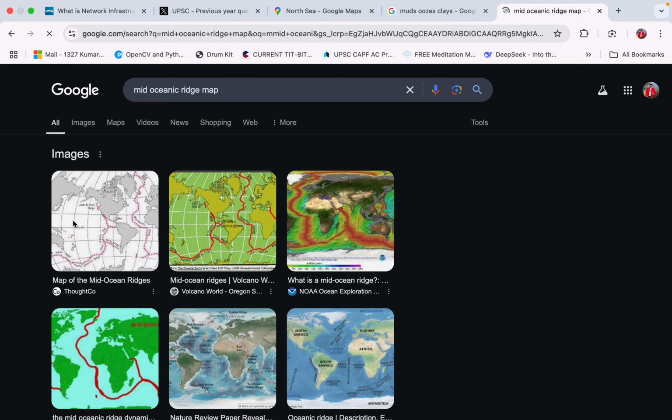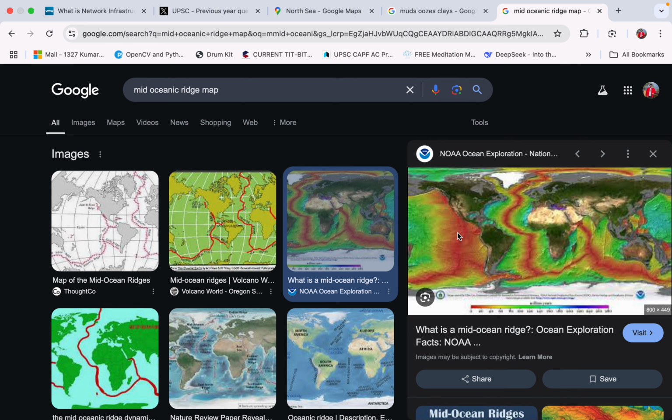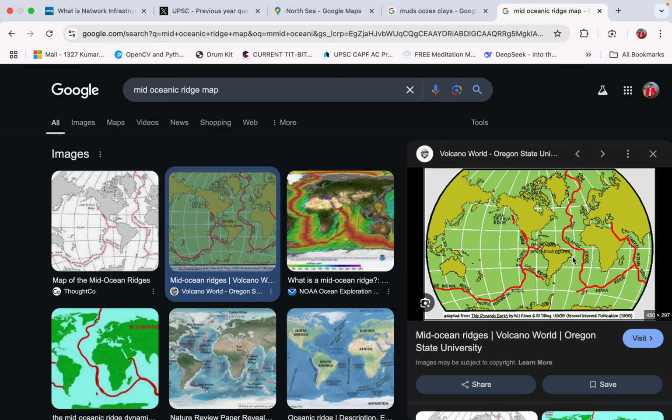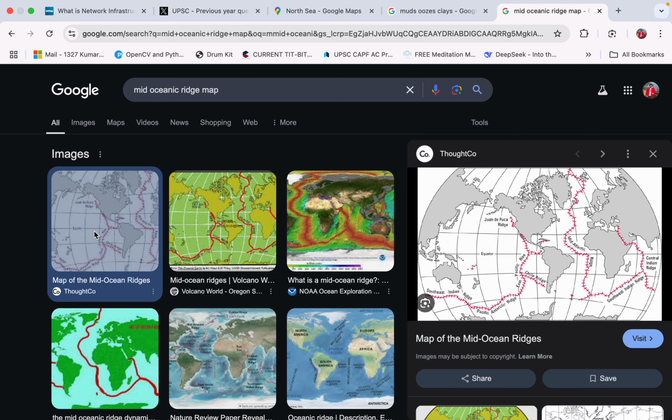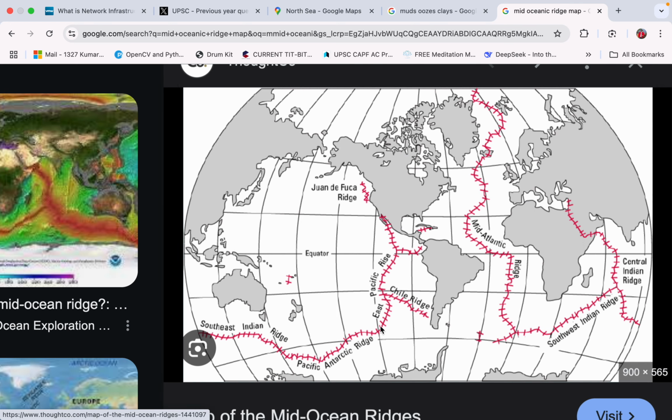Which map? So this is the map of the mid-oceanic ridge. As you can see, this is the mid-oceanic ridge. Let me take a clear picture. This is the mid-oceanic ridge. As you can see, this is a mountain chain, and it's the longest mountain chain of the earth. The Andes used to start from here and end here.